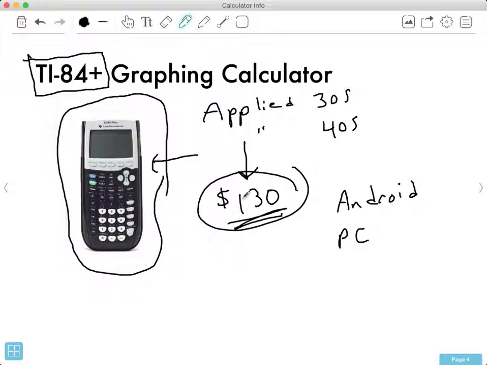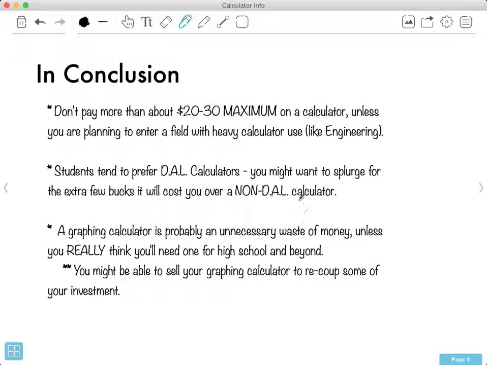But again, if you're taking essential math or even pre-calculus math, this calculator is too much calculator for most people. We only scratch the surface of the functions that we need on there. It's not typically worth the money. So in conclusion, don't pay more than about 20 or 30 bucks max on a calculator unless you're planning to do math after high school. Then you might want a more expensive calculator.